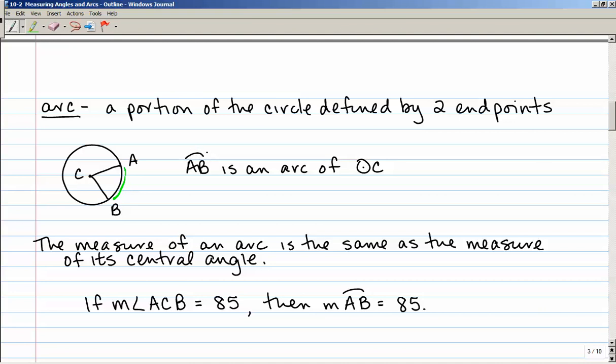So the measure of an arc is the same as the measure of its central angle. So if the measure of angle ACB is 85, then we say the measure of arc AB is also 85. So if it's a central angle, the measure of the arc is the same. Central, same. And like we do a little m for the measure of the angle, we do a little m for the measure of the arc as well.